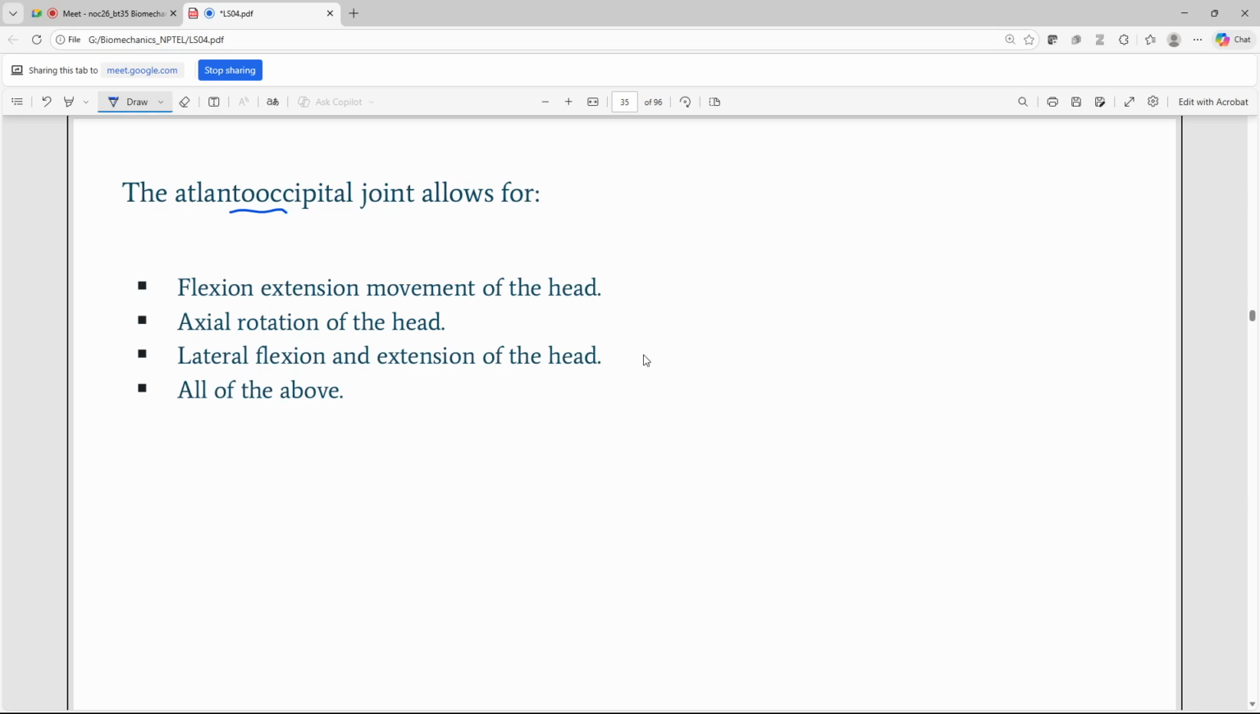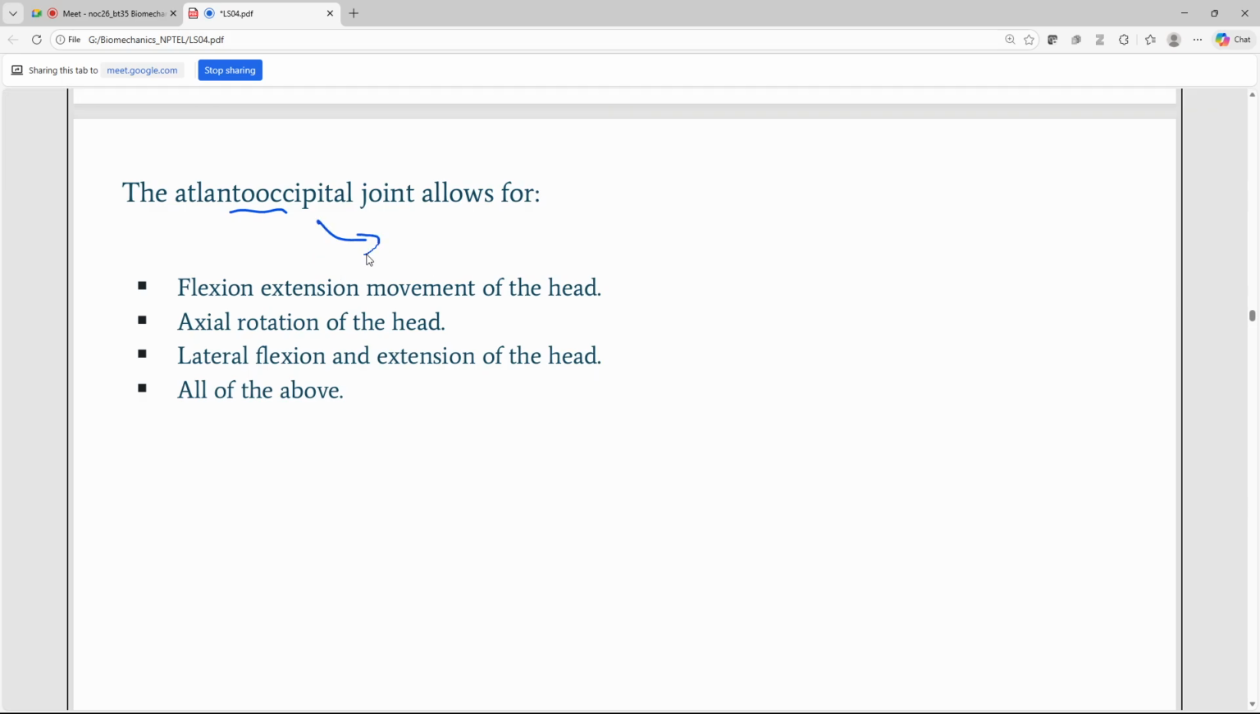Yes, the atlanto-occipital joint is the joint where the atlas, which is the first cervical bone, connects with the occipital bone of the skull. So the atlanto-occipital joint is where the spine is connected to the skull. So this gives flexion and extension movement of the head.